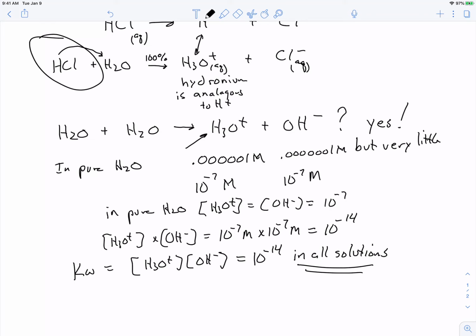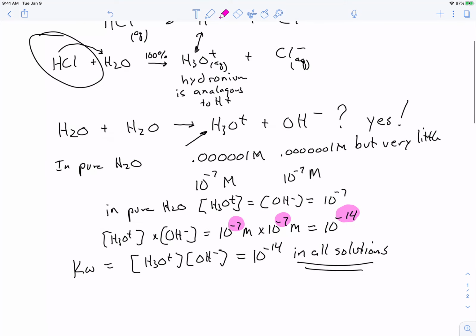That does not mean to say that hydronium always equals hydroxide. That's not what I'm saying at all. What I'm saying is the product of hydronium and hydroxide always equals 10 to the minus 14. Please remember that when we have exponents and we're multiplying those numbers, we just add them together, right? We just add the exponents together to get that number.